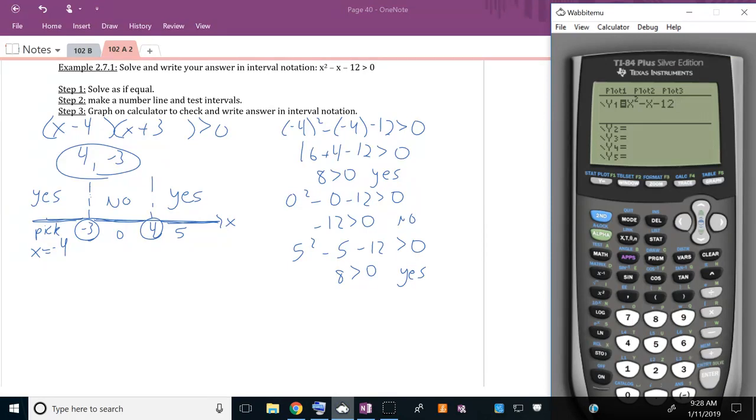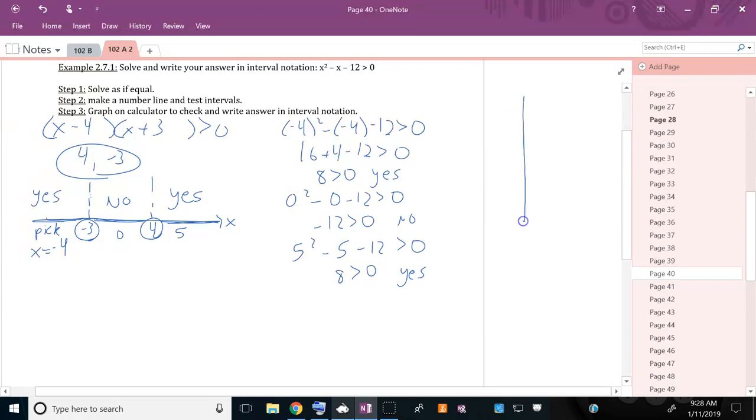But let's use our calculator and check this. Now, I'm not going to check the entire inequality. I've just typed in that actual quadratic, the left-hand side, x squared minus x minus 12. And let's graph that. So here, I want to know where is that greater than 0. Let me make the graph over here as well, just so that we can see that a little bit. So here's negative 3, here's negative 4.